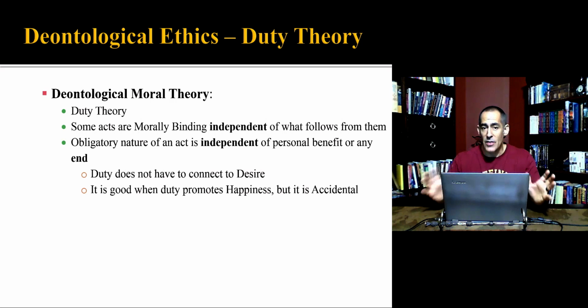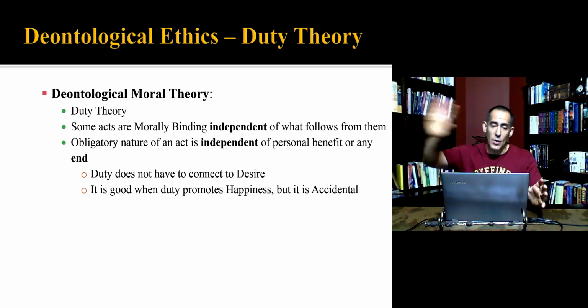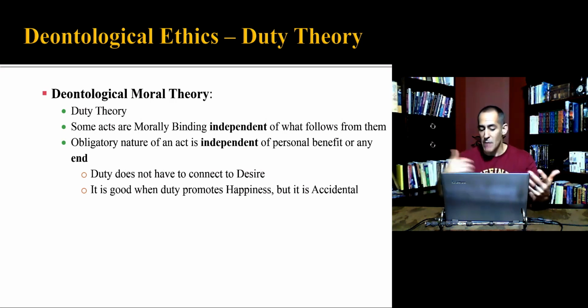But the binding nature of an action has nothing to do with whether or not it's going to get me to those ends, or whether or not it's going to be to my benefit. So duty theory doesn't have this connection to desire the way egoism would, or the way utilitarianism would. And if it happens that an action makes you happy or promotes your happiness, we'd say that's a nice thing, but it's merely accidental, because that's not the concern of Kant's theory. It's not to make you happy. It doesn't have this goal in mind.